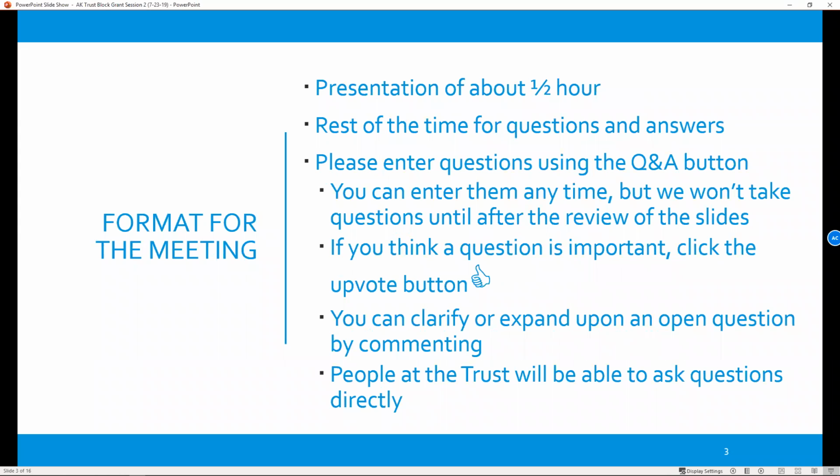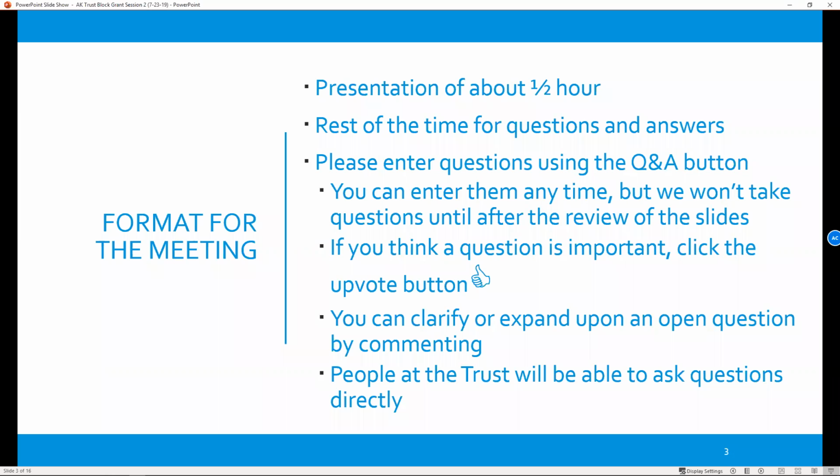Now, in terms of the format for this meeting, we have less information to go through on this slide deck than we did on the previous one, so we're anticipating that the presentation will take about half an hour. It may take a little bit longer, and then we'll reserve the rest of the time for questions. You can enter questions using the Q&A button on the bottom of your screen at any time, but we're not going to start answering questions until after the review of the slides.